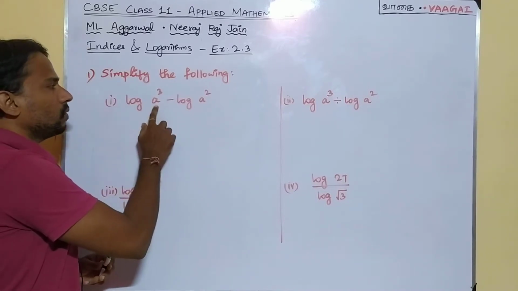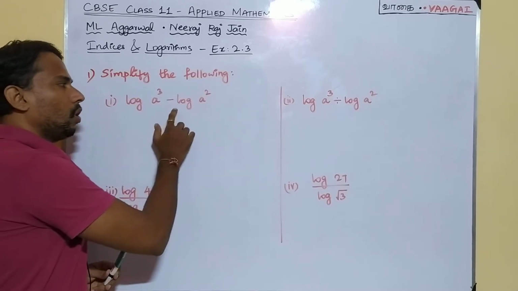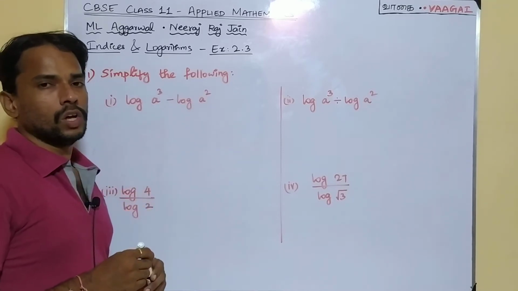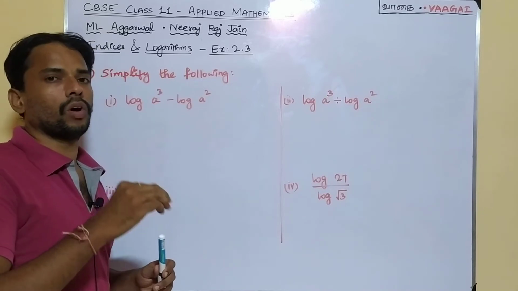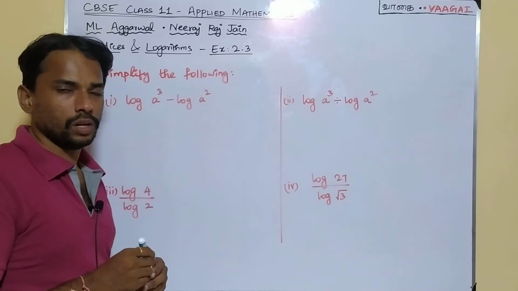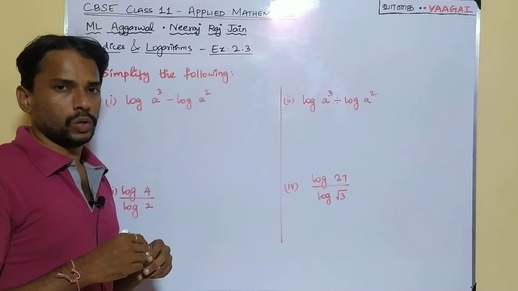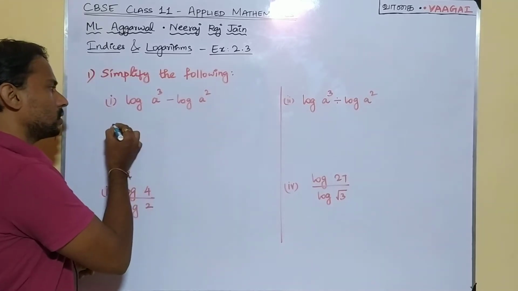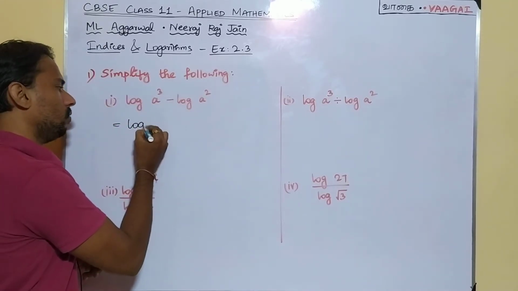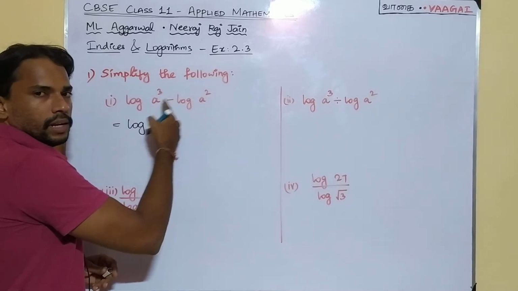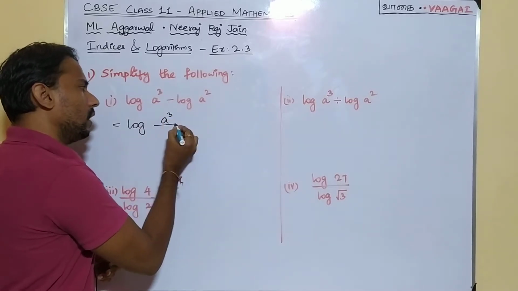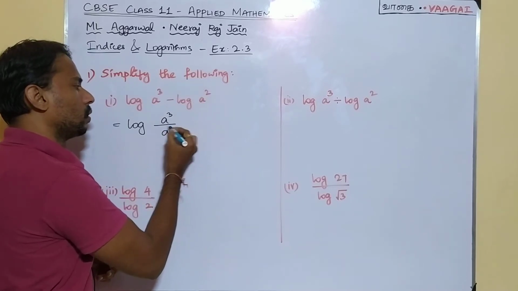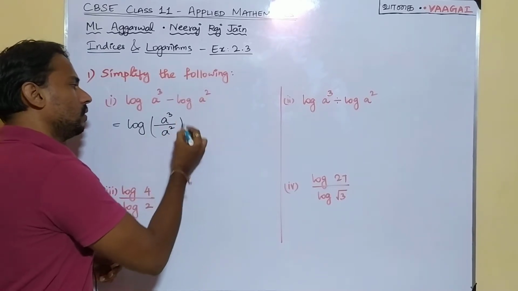Because we have log of some value minus log of another value. So when we have log of m to some base minus log of n to some base, what can we do here? We can use the quotient rule. So this becomes log of, the values will be getting divided, the first value a cube divided by the second one, which is a power 2. We can divide it like this with the same base.